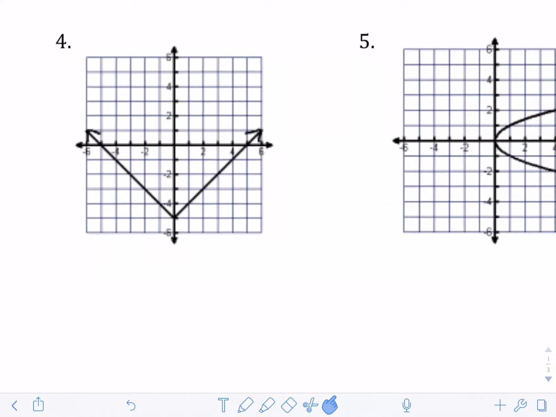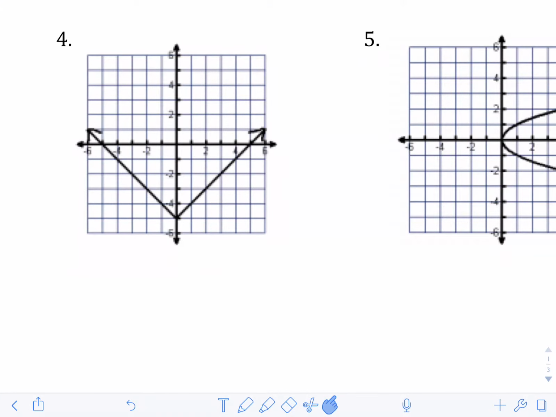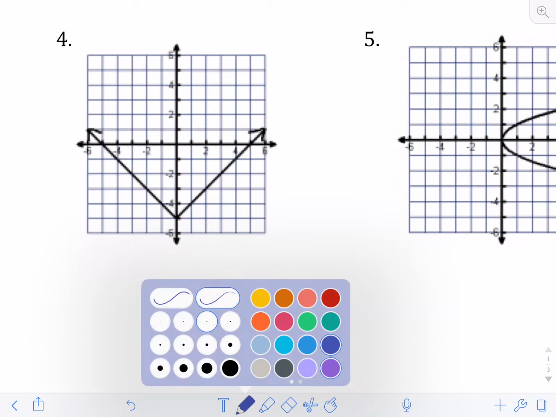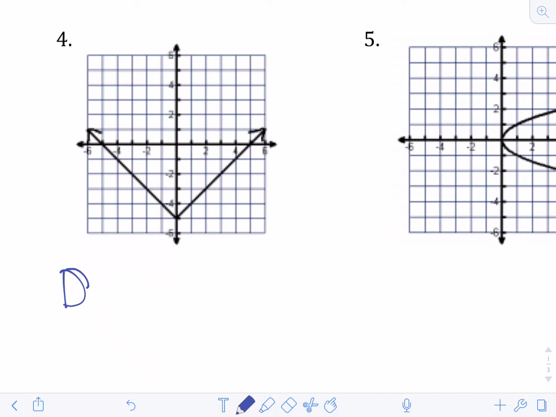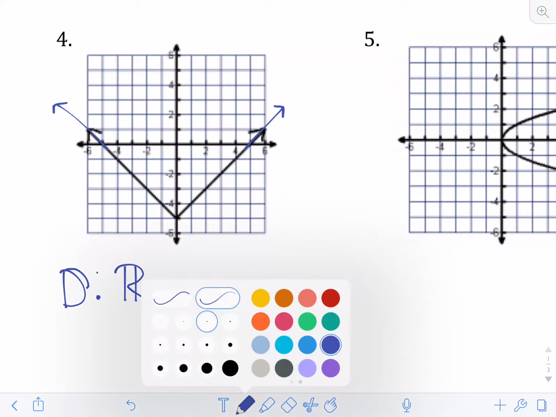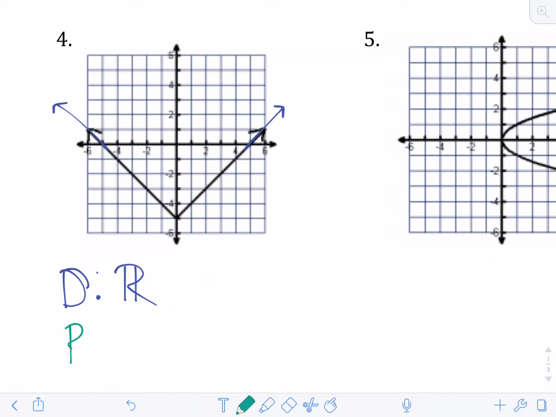All right, number 4. Okay, so number 4, domain. Again, I have arrows here, so that means my x goes on forever. That'll be all real numbers. Range, look at where you're starting. I start right here at -5, and all my values are greater than -5. So y is going to be greater than or equal to -5.